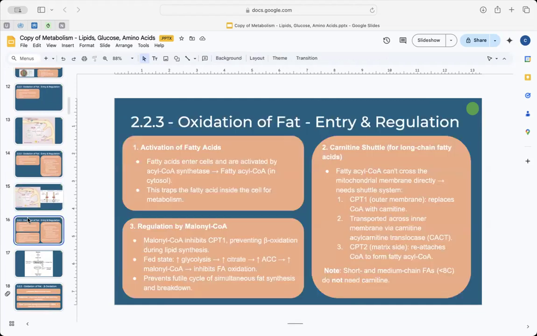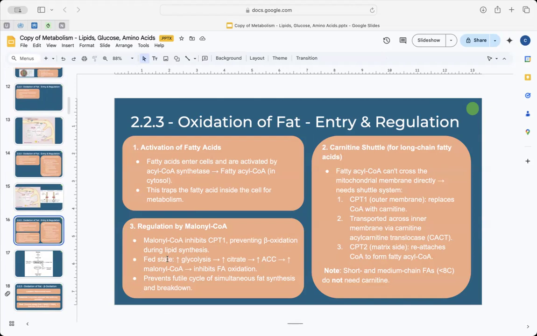Last but not least, for entry and regulation, we have regulation by malonyl-CoA. Malonyl-CoA inhibits CPT1. So CPT1, if we inhibit it, is going to prevent beta oxidation during lipid synthesis.